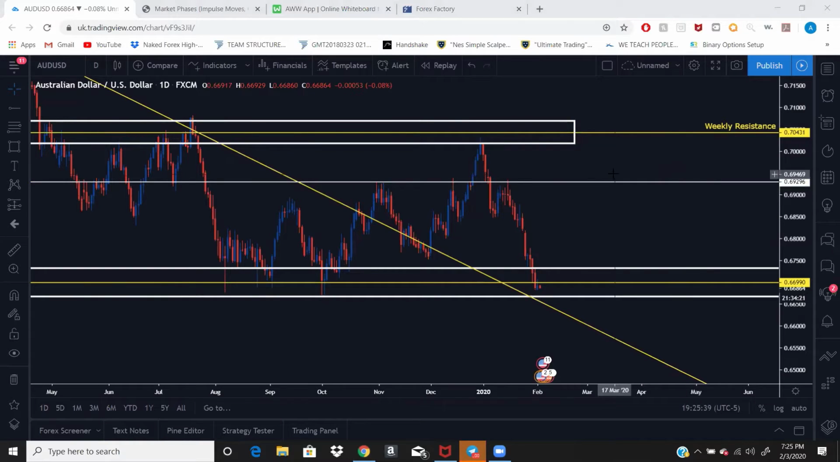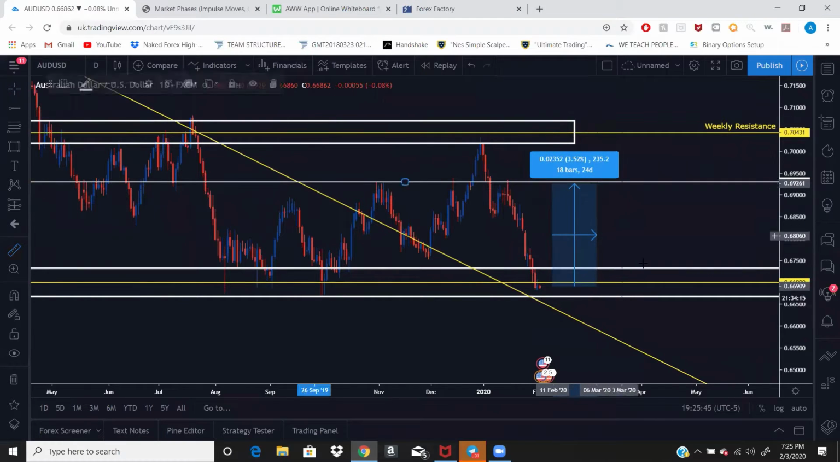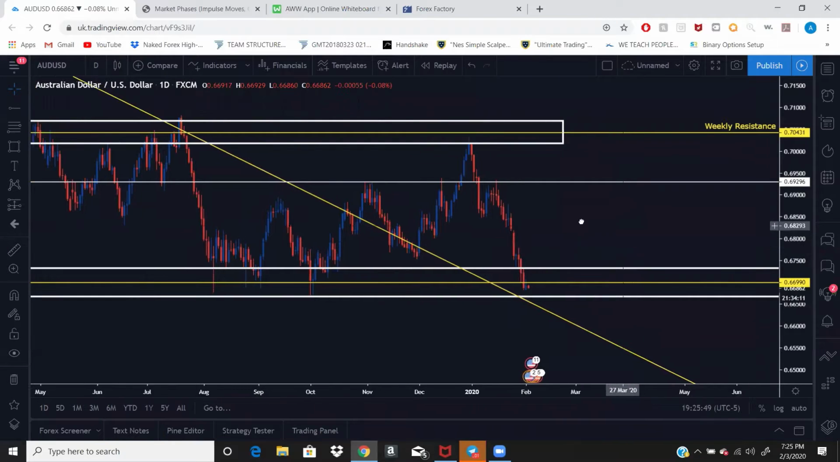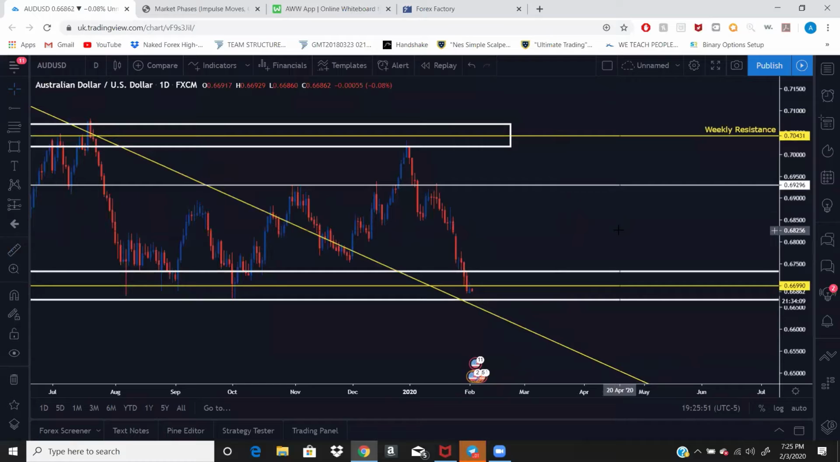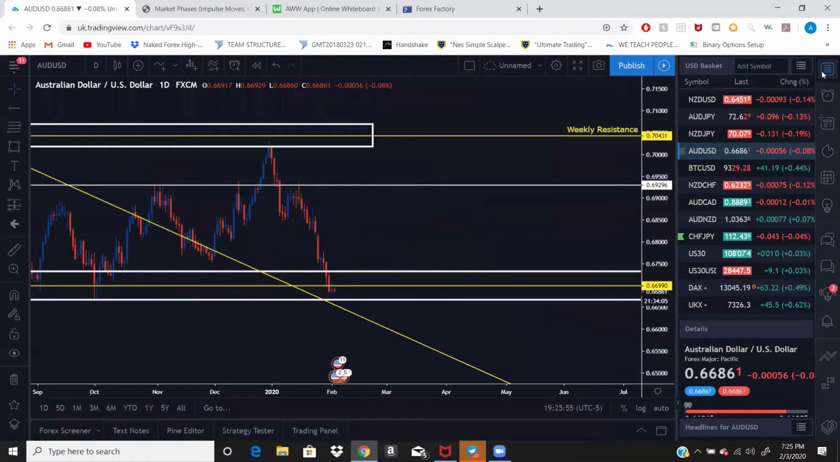TP for AUD USD would be 0.69300. And stop loss 0.66460.